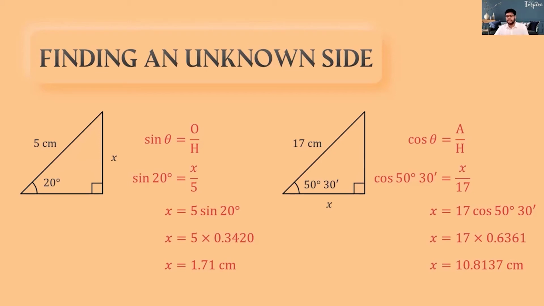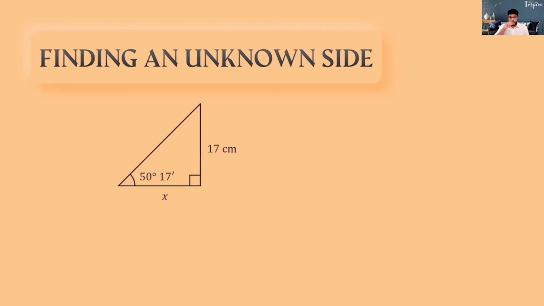This is too many decimal places, children, so I'll just round it off to 2 decimal places. We have 10.81 centimeters. Of course, children, you will have to round it according to the question. They will tell you how many decimal places to round it to. Okay, let's look at another question.